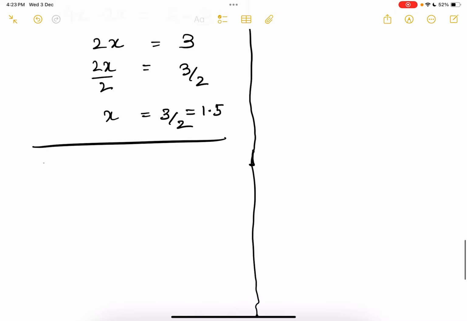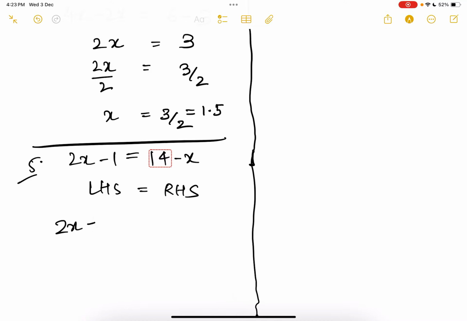Okay, more questions. Quickly we'll do, right? 2x minus 1 is equal to 14 minus x. LHS is equal to RHS. You write it. The same steps you need to follow: variables on one side, constants on the other side. No need to make these arrows. If you initially practice, you can make them. Don't make them in the exams. Even if you make them, you will not lose marks. But initially, if you are a beginner, it is good to practice.